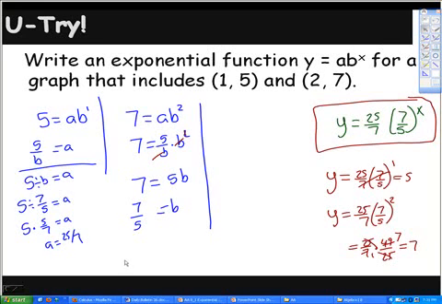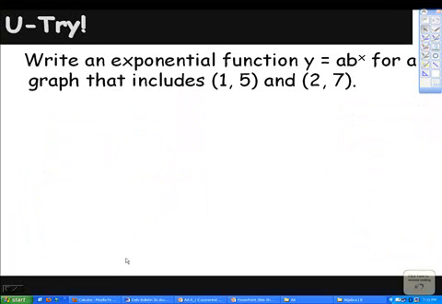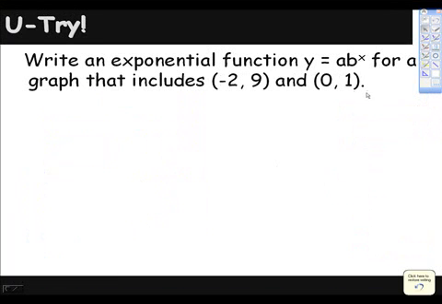How'd you do? Here's another one for you to try. Go ahead and pause this and give that a shot, and then press play when you're ready to check it.